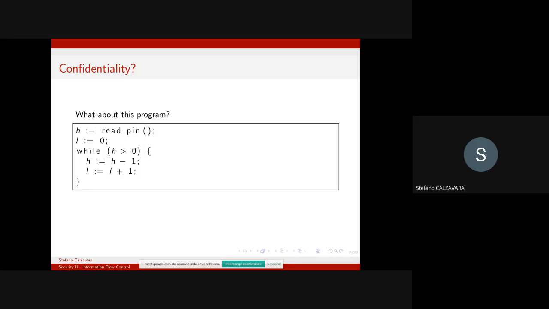Let's consider now this other program. Have a look and tell me whether this program is secure or not, according to your intuition.